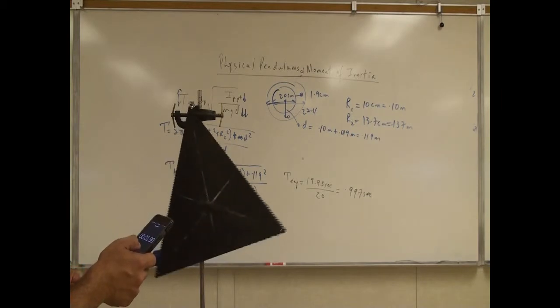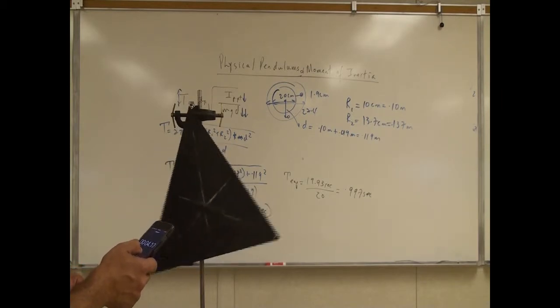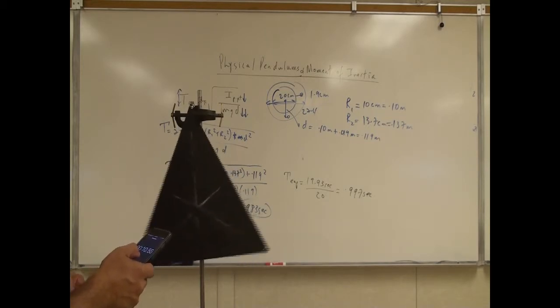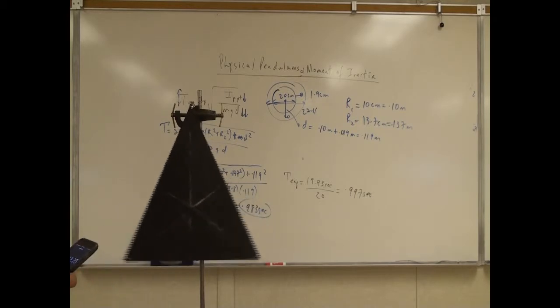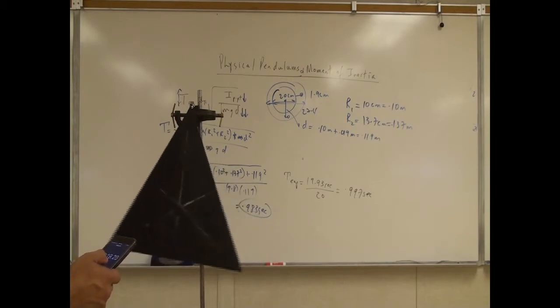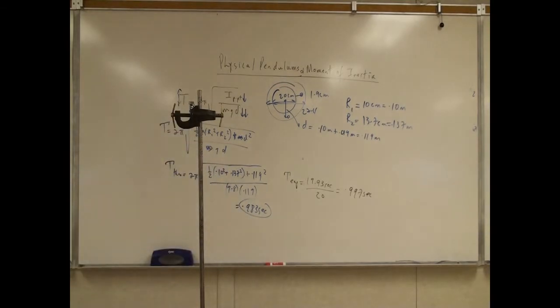One, 2, 3, 4, 5, 6, 7, 8, 9, 10, 11, 12, 13, 14, 15, 16, 17, 18, 19, 20. 20 cycles is taking 21.16 seconds.